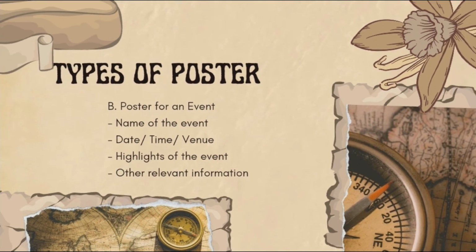The next kind of poster is for an event, for the organization of an event. So first we have to give a catchy heading, then name of the event, then date, time, venue. These are very important parts of an event. We have to know the date, the time and place where the event will be organized. Other highlights of the event and other information, if there are any, we have to provide.